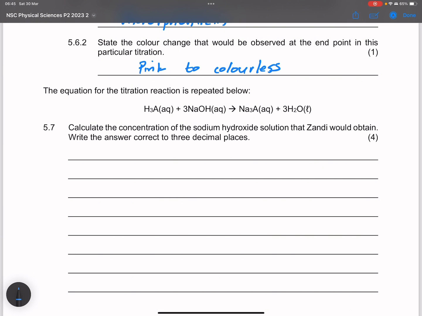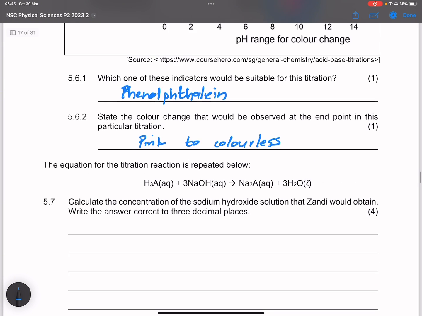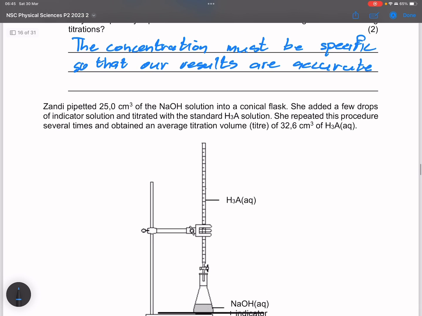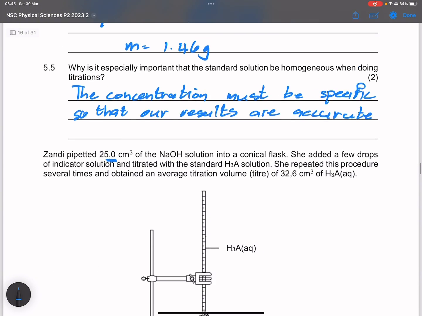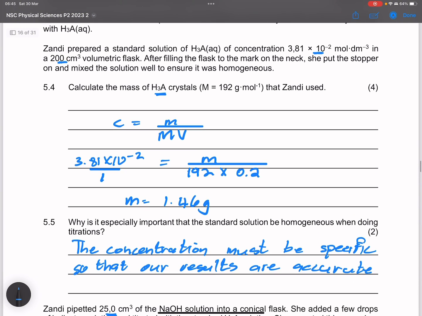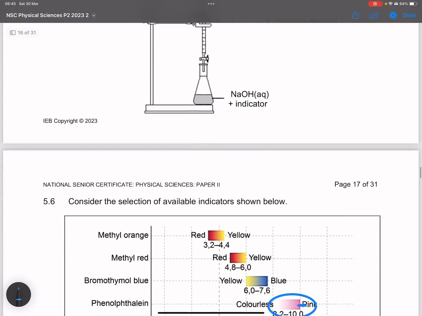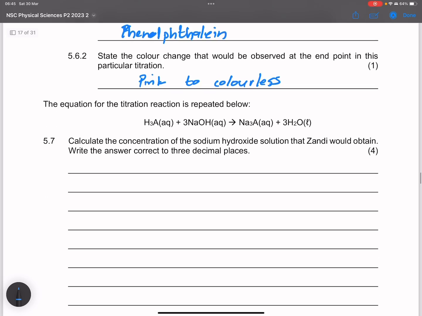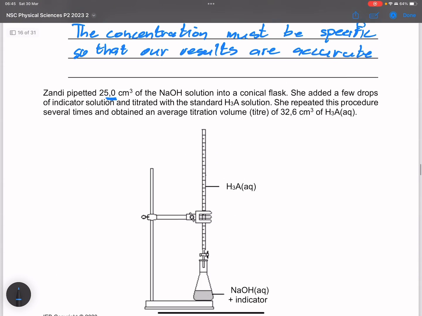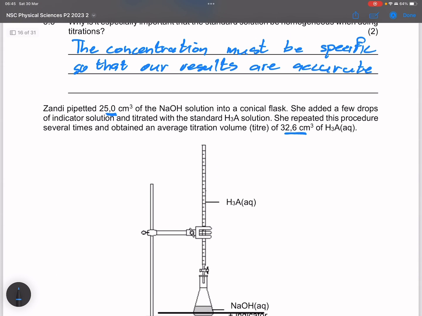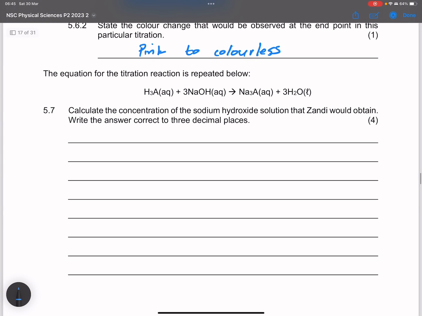Now the next question, they say calculate the concentration of sodium hydroxide solution that Zandi would obtain. Write your answer to 3 decimal places. So first of all, we've got 25 cubic centimeters of the sodium hydroxide, and remember, we already had the concentration, 3.81. And we've got the volume of H3A. So I'm going to use my titration reaction.